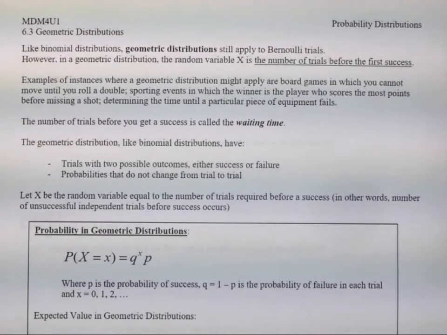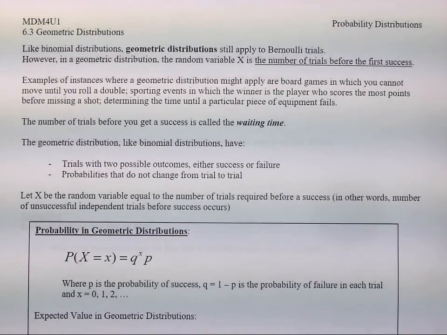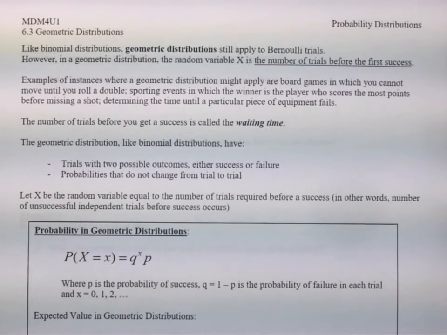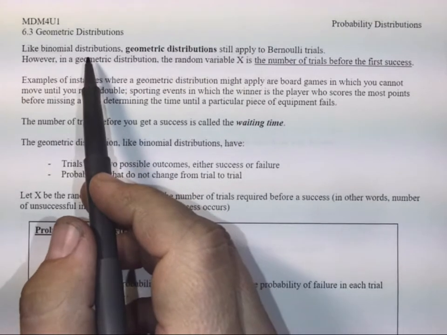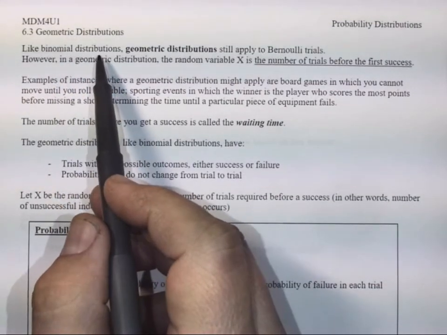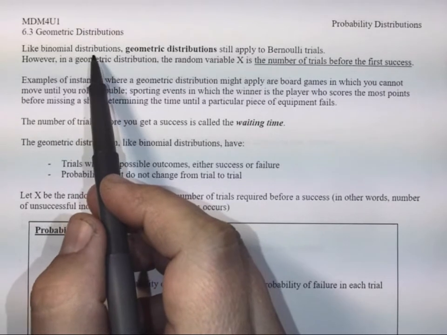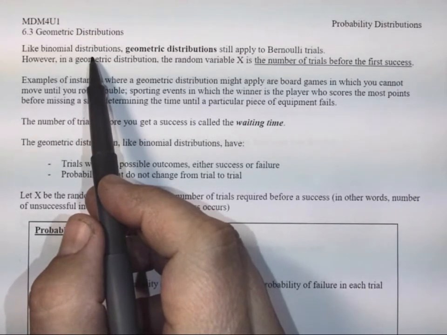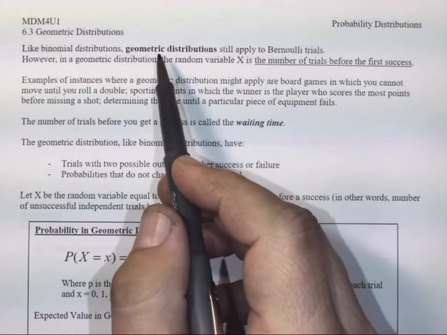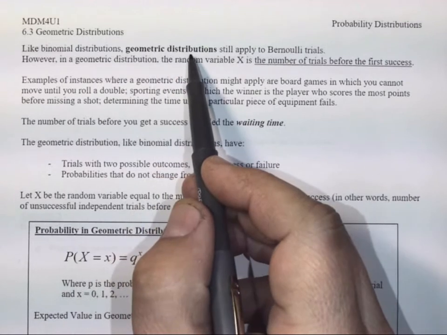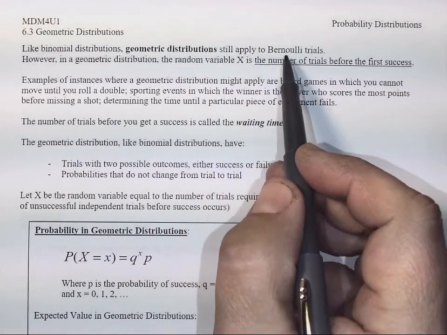Okay, hi everybody. We are on to our next lesson in this probability distributions unit. We're on 6.3 and they are called geometric distributions. So the first thing I want to talk to you about is that last topic we talked about binomial distributions and how easy it was to use the binomial theorem and Pascal's triangle to calculate distribution probabilities. Well, we're going to use that same principle here on geometric distributions because they still apply to Bernoulli trials.